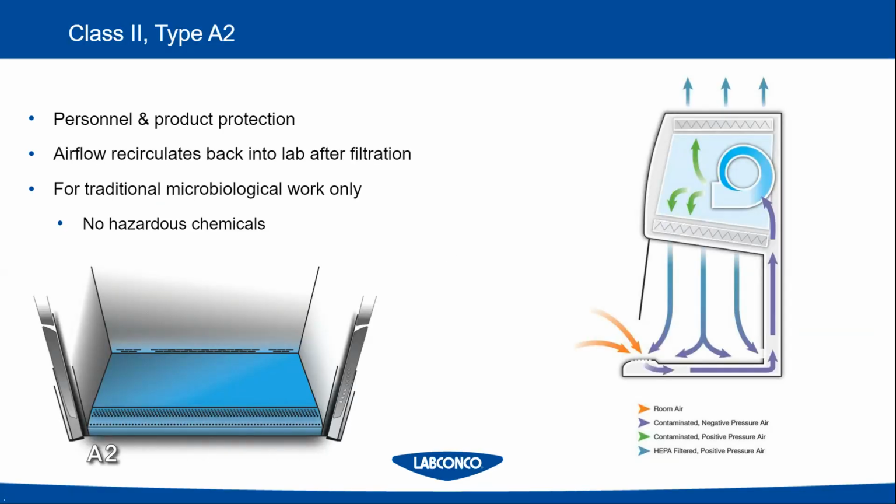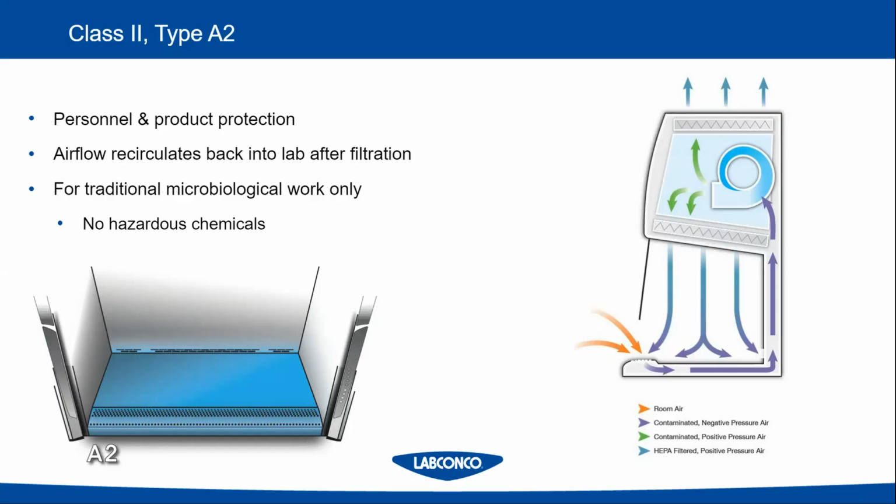There are several types of Class 2 biosafety cabinets, and we'll start with a type A2. This is the most common. Probably about 80% of all biosafety cabinets sold today are type A2s, and that's because they are the most efficient and the easiest to operate. All types of Class 2 biosafety cabinets provide the same personnel and product protection, but they work a little bit differently. So a Class 2 type A2, as you see on the right, actually recirculates most of the air through the HEPA filter and work area many times.